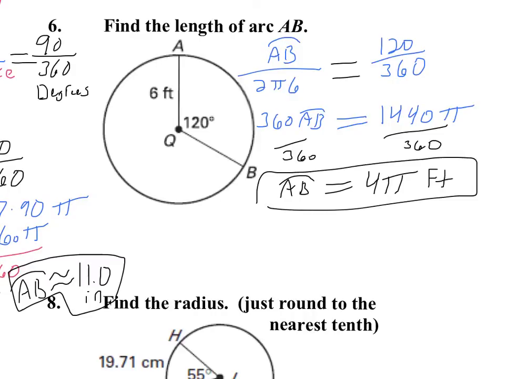It's kind of nice. I didn't have to mess with any decimals or anything. But 4 pi might not be a practical answer for you, so I also want you to write it out as an approximate answer. So just enter 4 times pi into the calculator. Rounding, we get 12.6 feet.